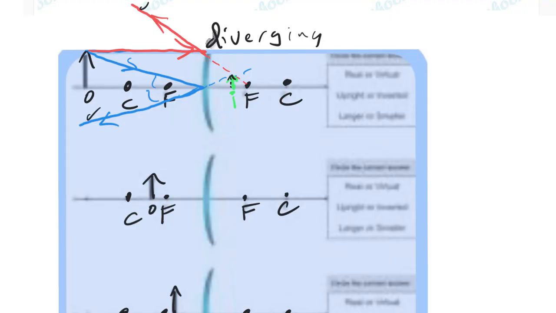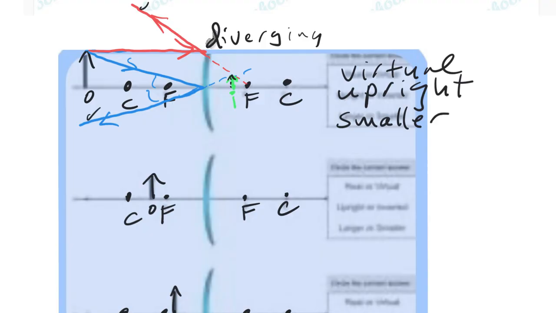So how would you characterize this image? Well, it's behind the mirror, so it's virtual. Is it upright? Yes. Is it bigger or smaller? Always smaller, for diverging mirrors at least. So whenever something's upright, you know it's going to be virtual, and you can't capture it on a screen in front of the mirror. You just can't capture a virtual image on a screen.